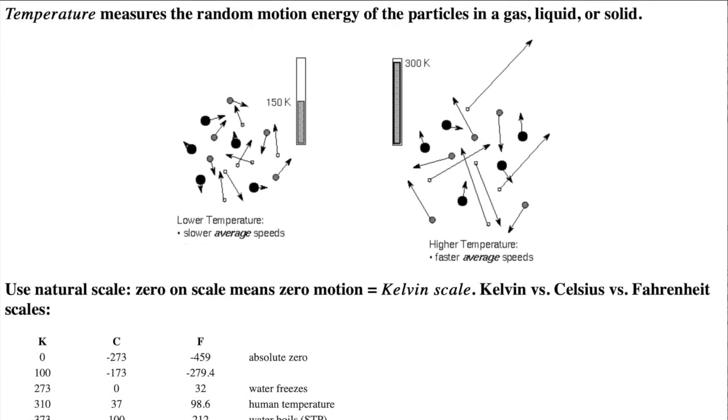The last vocabulary term is temperature, which is a measure of the random motion energy of the particles, how much they're jiggling about in an object. At the bottom is a summary of the 3 temperature scales you'll come across in science.